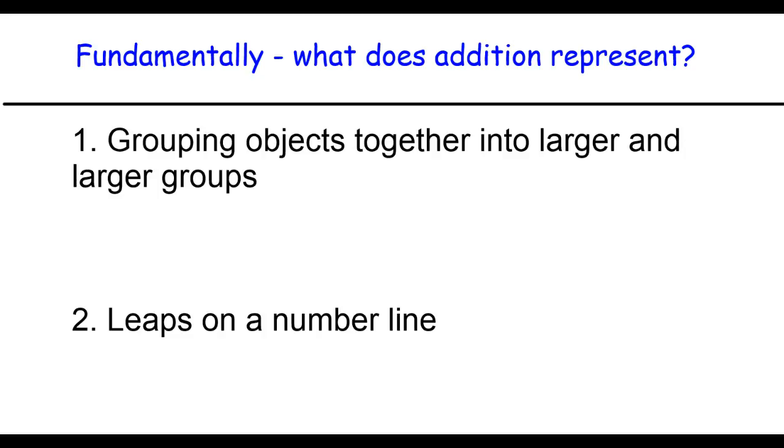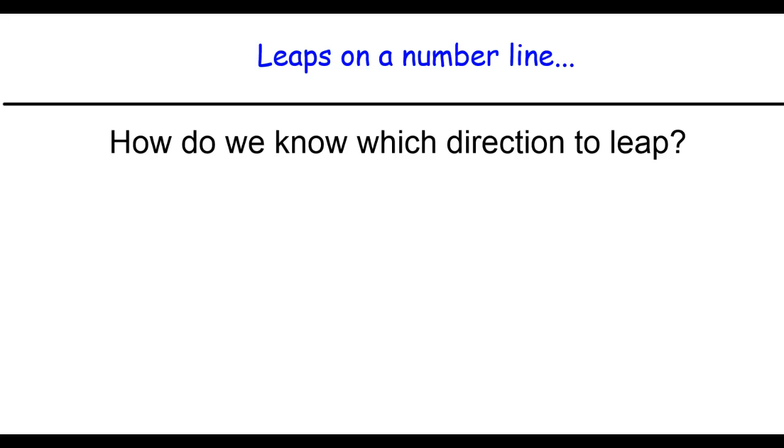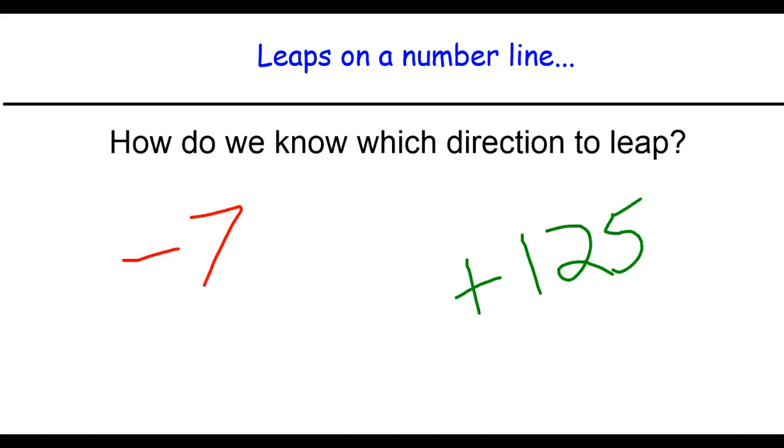And so when it comes to leaps on a number line, we have positive numbers to the right, we have negative numbers to the left, and part of the question becomes, how do we know which direction to leap? And that comes back to the idea of directed numbers, where we talked about how -7 can be talked about as a drop of 7 degrees. It can be a loss of $7. Things like positive 125 could be climbing 125 feet, gaining 125 points in a game or in a class for work that you do, gaining $125, things like that.